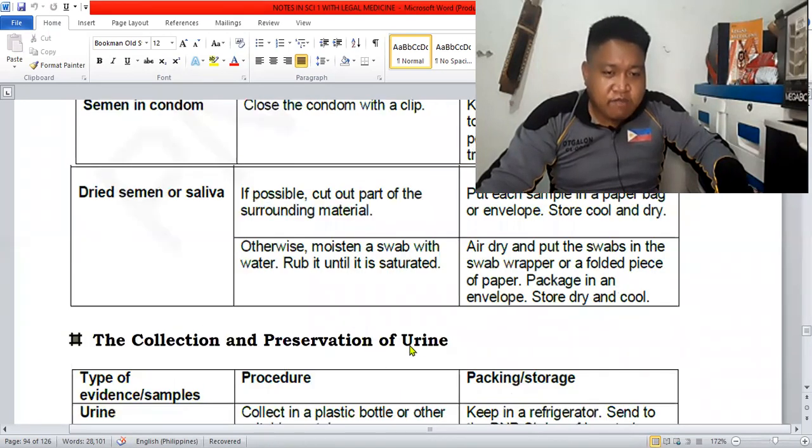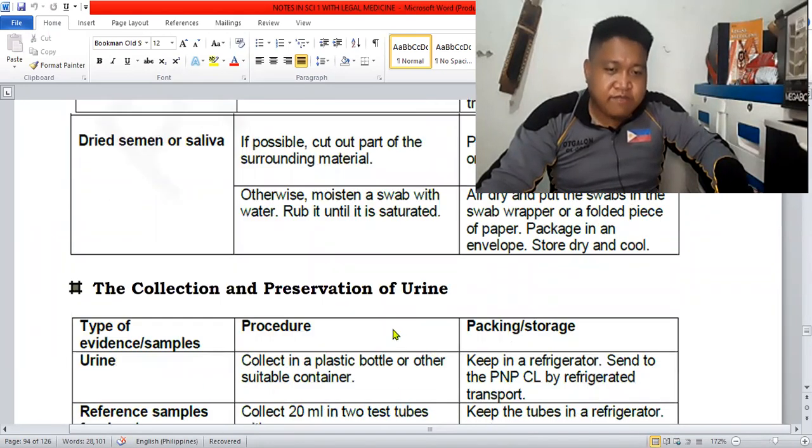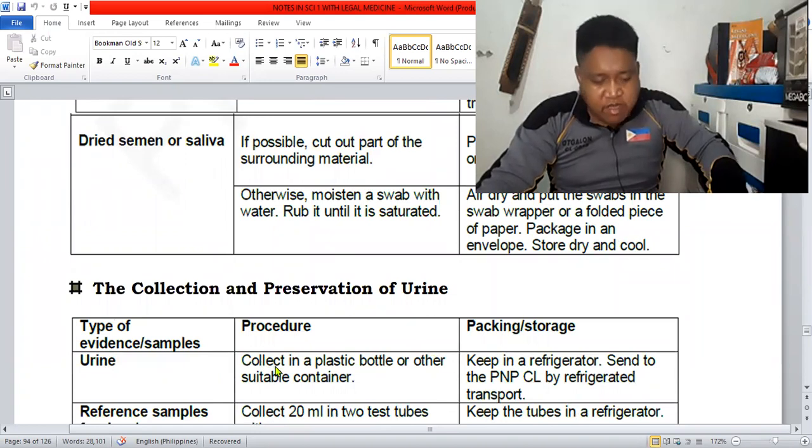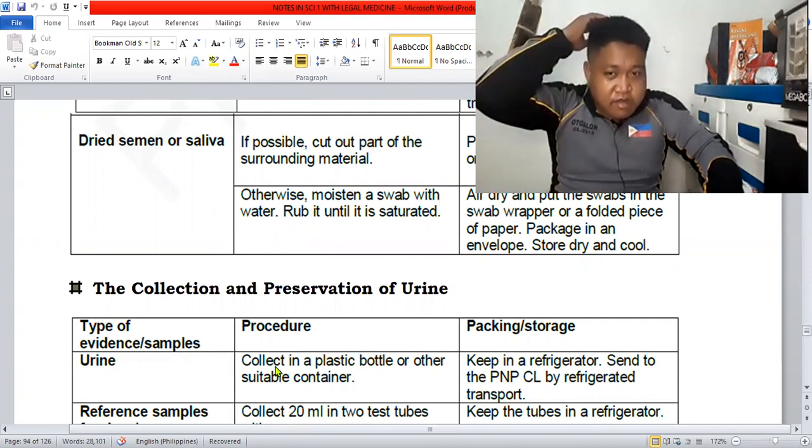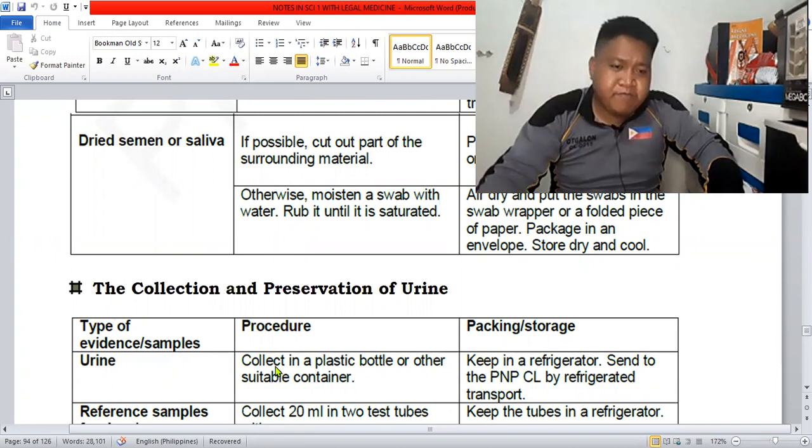Next, how to collect and preserve urine. Yan. Urine, yan yung ginamit kay Dasera. Yan ang kinolect ng NBI at in-examine. No? Yan. And they were able to figure out and use it as evidence against the suspect.